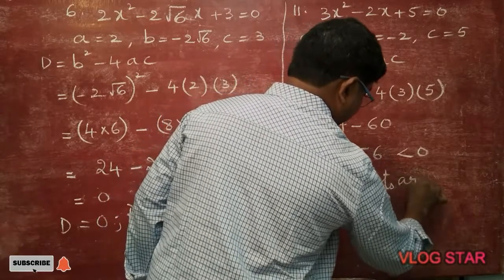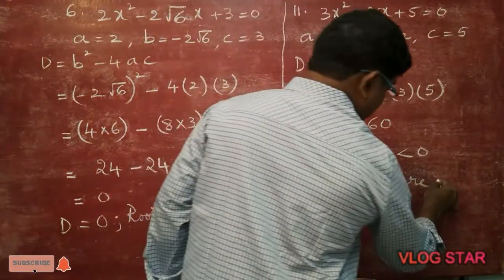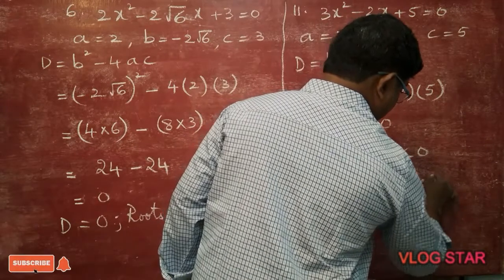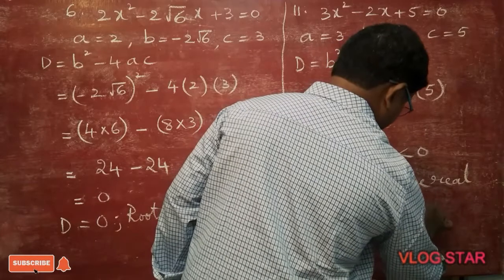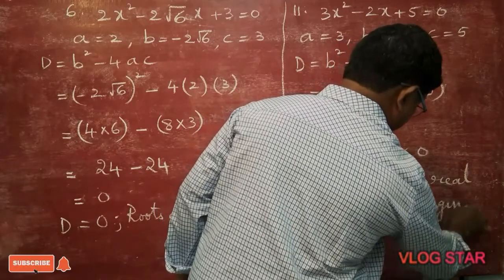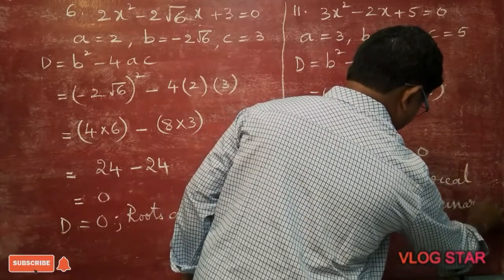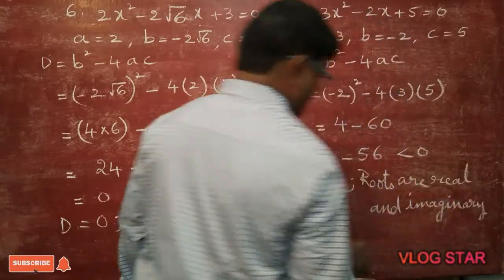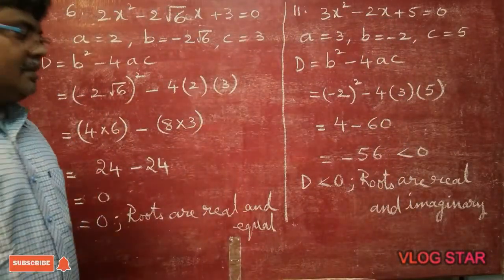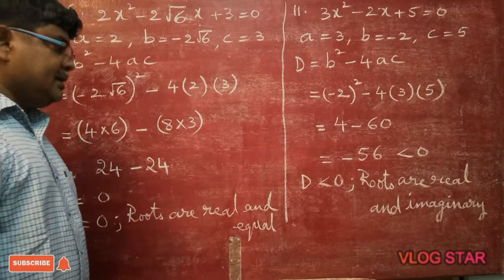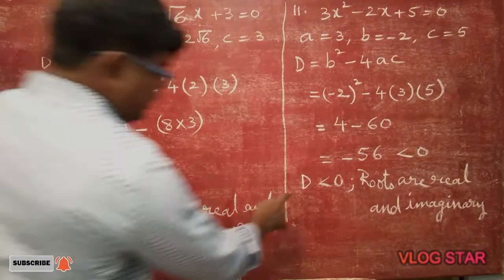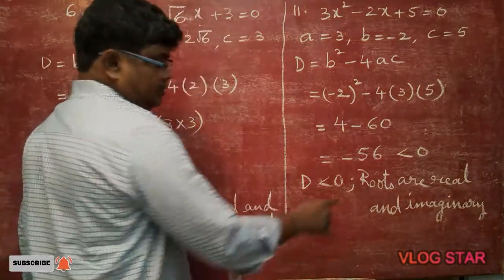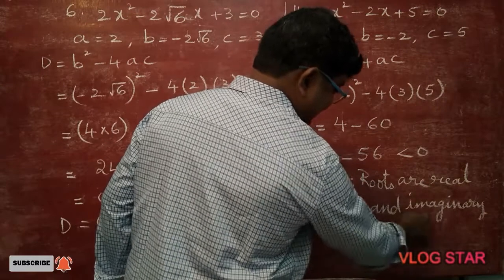Roots are real and imaginary. We got imaginary roots. Real and imaginary roots. D less than 0, roots are real and imaginary.